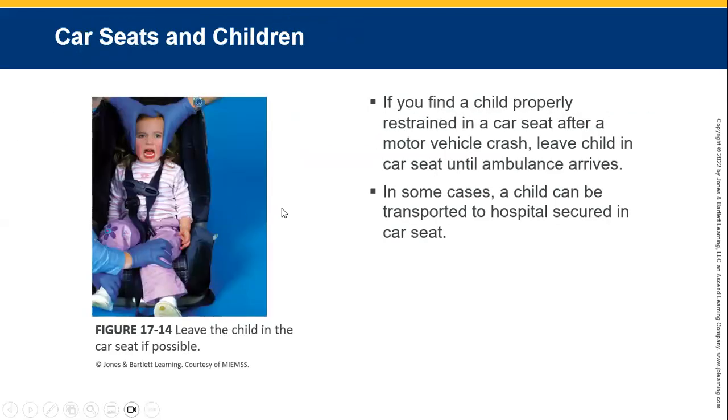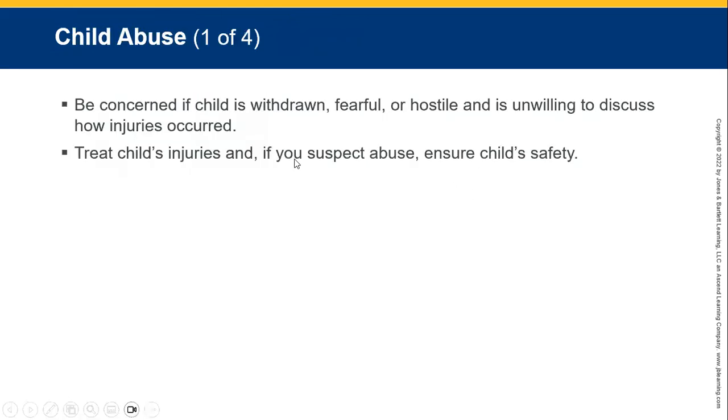If you find an injured child in a car seat, make sure that the seat is removed from the crashed motor vehicle. Leave the child in the seat until the ambulance arrives. In some cases, a child can be transported to the hospital secured in the car seat. Stabilize the head and neck.